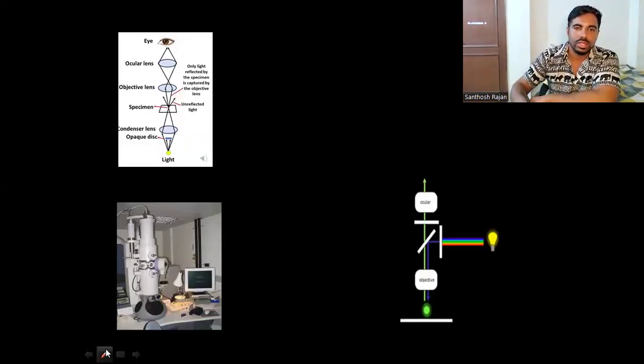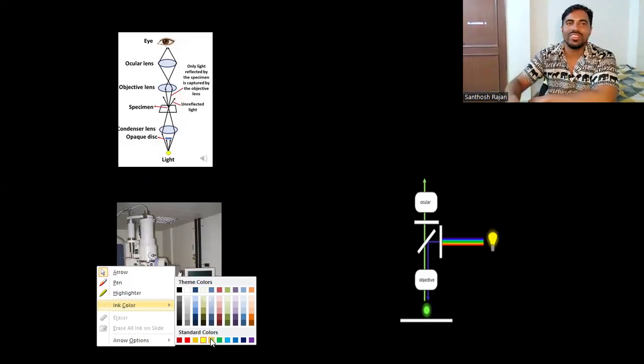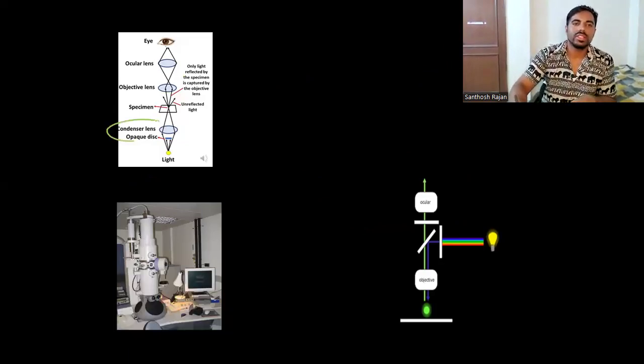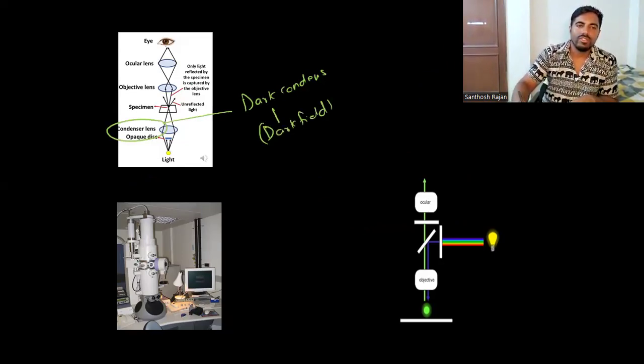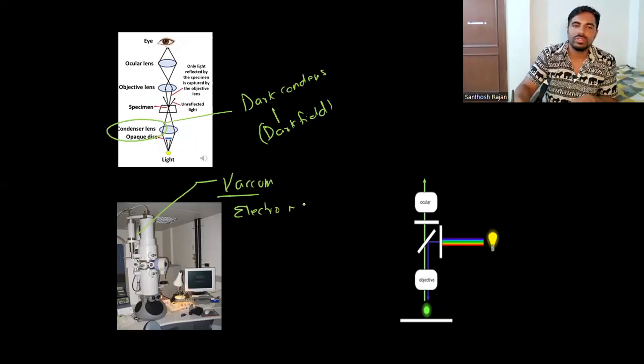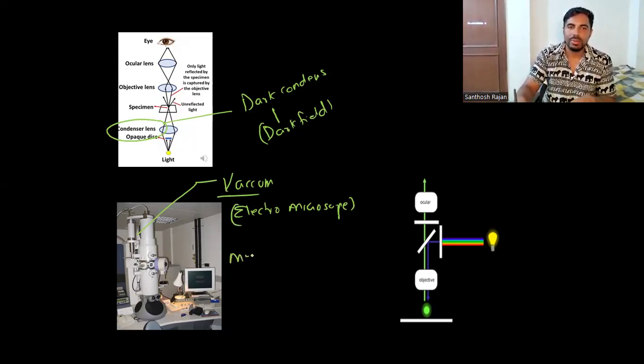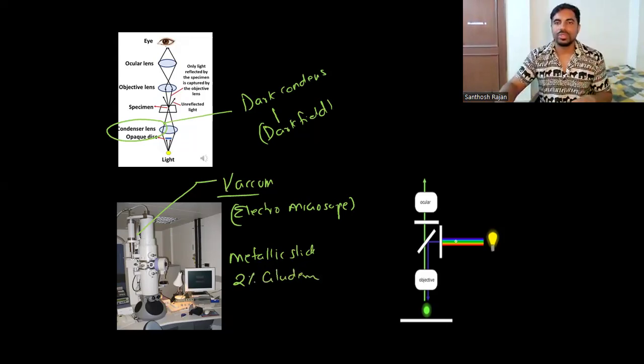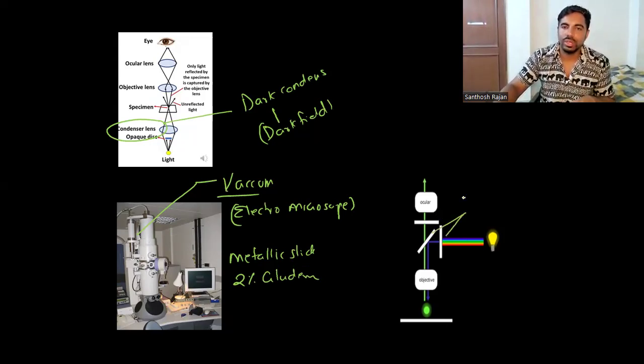That's it. Most of the pages we covered. Whenever you see a dark condenser, this is dark field microscopy. When you see a vacuum type, that is electron microscopy. Electron is the source and electromagnetic lenses are used here, the slides are made with metallic slide, and the fixative you use is 2 or 2.5% glutaraldehyde. All these things we studied enough. When you see a dichromic mirror, UV light.